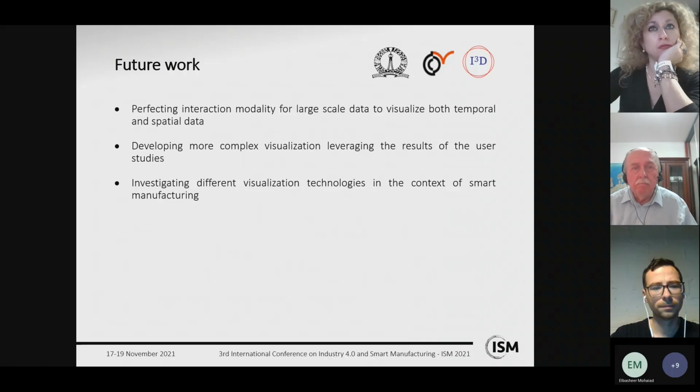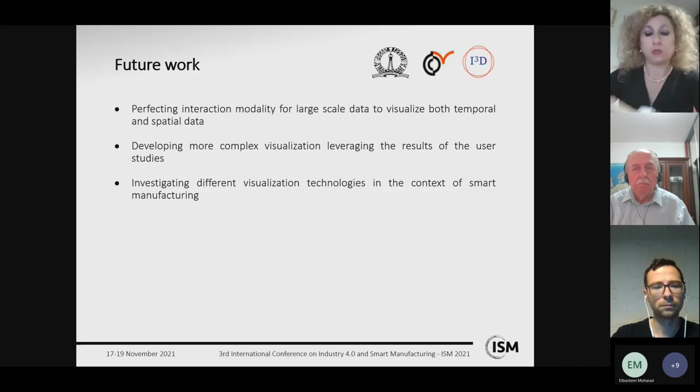This is actually the starting and early stages. We have a long way to go. We can perfect the interaction modality for large scale data. Here we have taken only 4 IoTs, so 4 sensors, but we have to take it to much more so that we can replicate the real smart factory. So that's perfecting interaction modality for large scale data to visualize both temporal and spatial data.